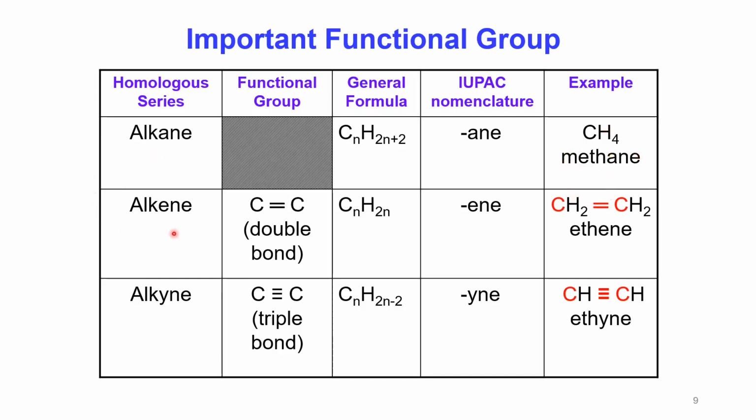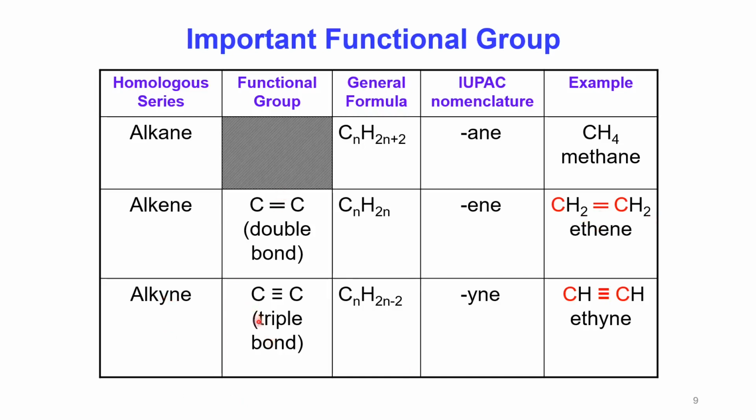Okay, the second one we have is alkene, which is C double bond C. The name of the functional group is the double bond, and the general formula is CnH2n. The IUPAC nomenclature ends with -ene. An example of alkene is ethene, CH2 double bond CH2. Okay, so next we have alkyne.